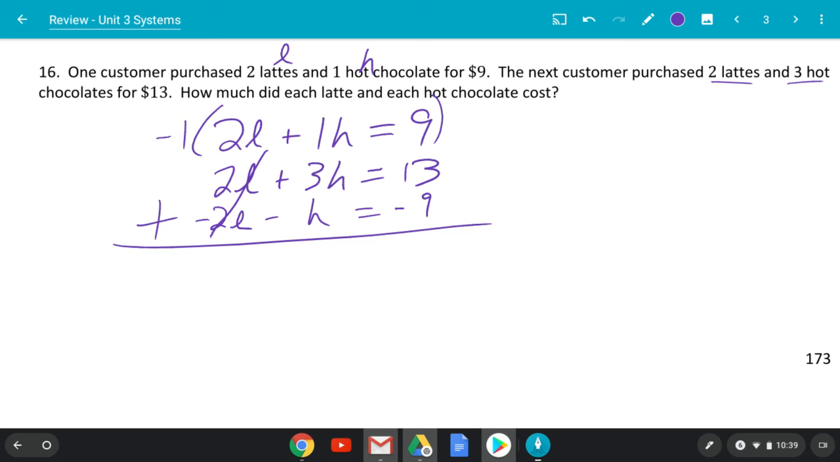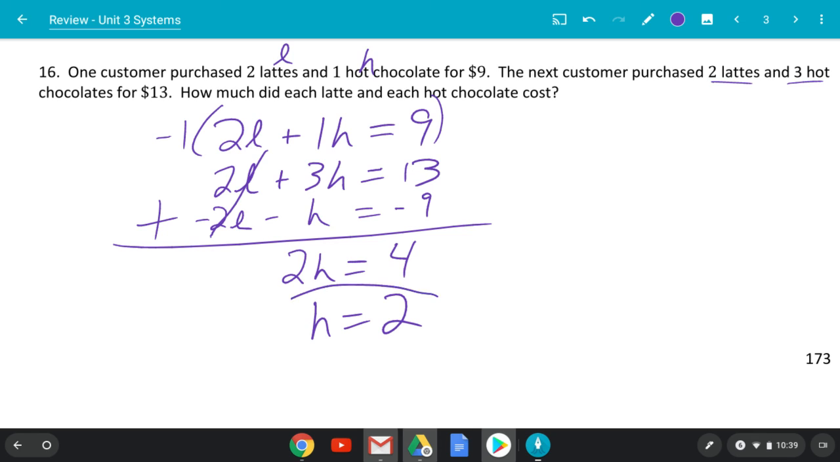Let's try that again. Slow down. 3H minus H is 2H. And that equals 13 minus 9, which is 4. Divide both sides by 2, and H equals 2.